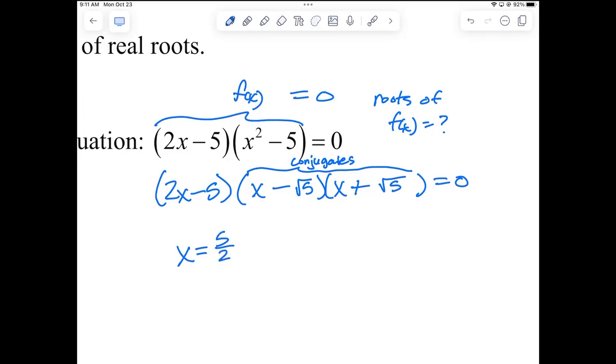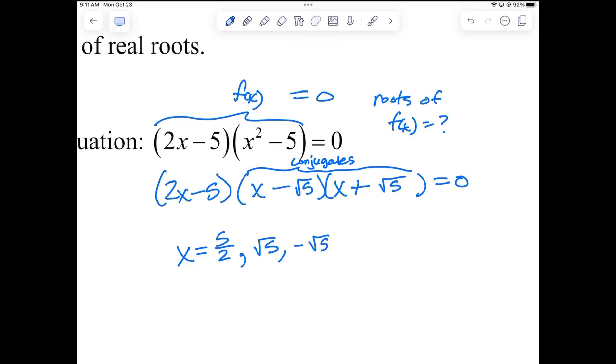5 halves. Good. You add 5 and divide by 2. 5 halves. If x minus the square root of 5 is the factor, what's the corresponding root? Square root of 5. And similarly, if x plus the square root of 5 is a factor, the corresponding root is? No, not the negative square root of positive 5.